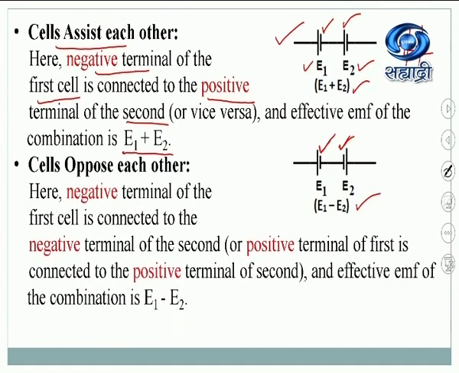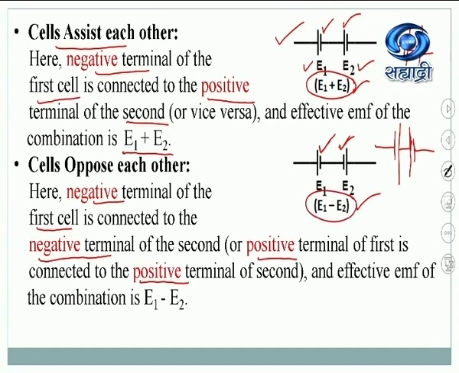So in the opposing position, what do we have? When the negative terminal of the first cell is connected to the negative terminal of the second, or the positive terminal of the first cell is connected to the positive terminal of the second, anyhow it works. That means, for example, if the positive terminal of the first cell is connected to the positive terminal of the second, still we say the cells oppose each other. So assist means EMF is added, oppose means EMF is subtracted.